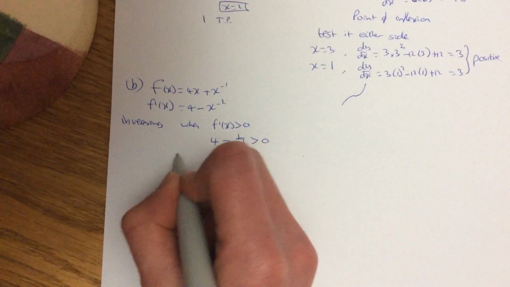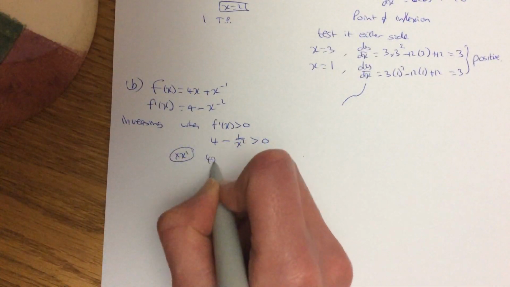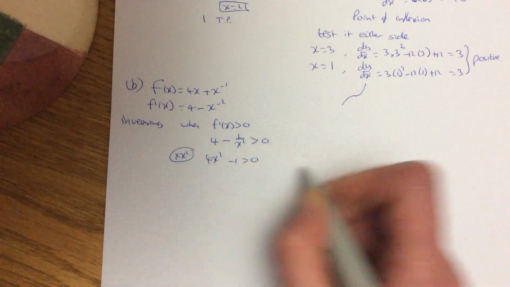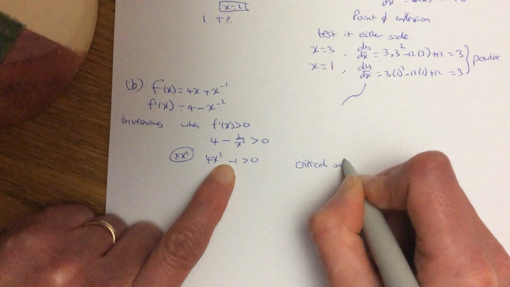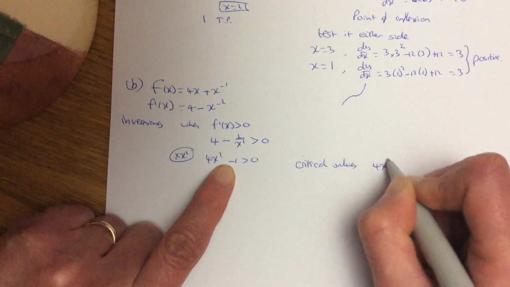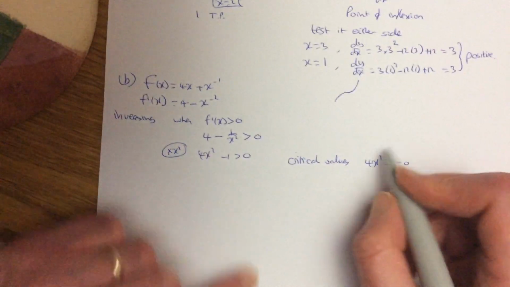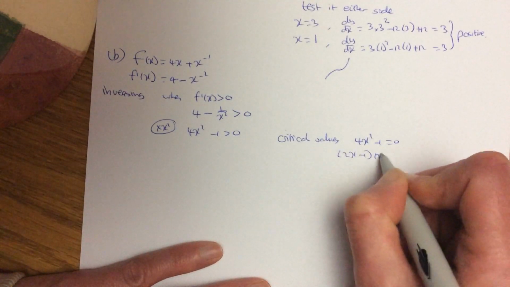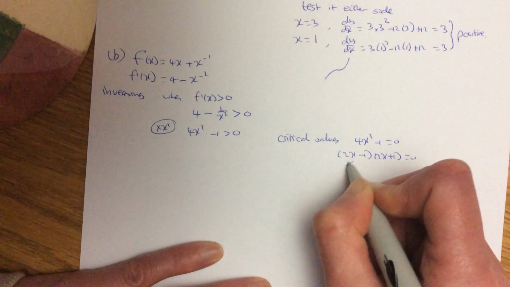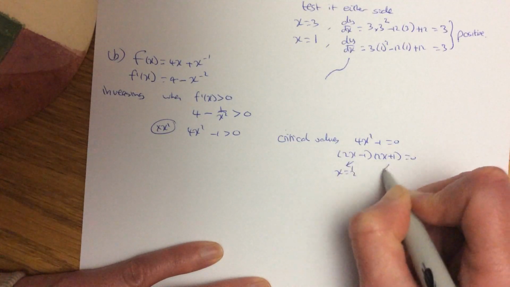To help solve that, I would multiply everything by x squared. I want to find it's a quadratic inequality. So I need to find the critical values. To find the critical values, you just put it equal to 0 as normal and solve. This is the difference of two squares. So put each bracket equal to 0.